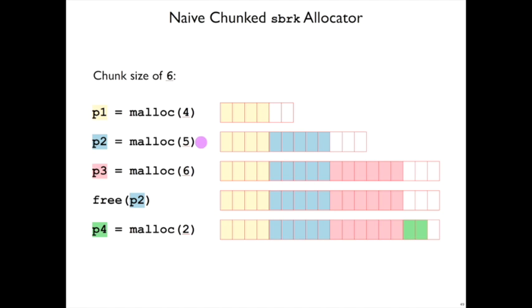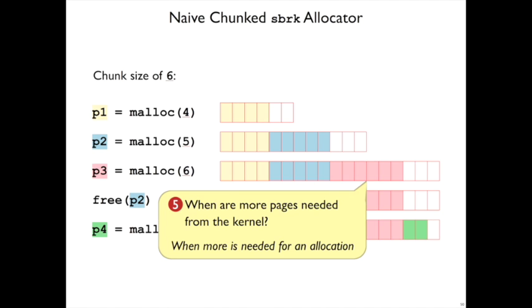If the application then requests 5 words, we don't have enough space so far, so we'll ask the OS for another chunk of 6 words, and then use the first 5 of what we have after previous allocations for that request, and so on. So you see that we're still ignoring free in our allocator, but by the time the application requests 2 words, we do have space for that, and we don't have to consult the OS. So that is a refinement to the question of when we need more pages from the kernel: only when we need an extra chunk to satisfy the current request.